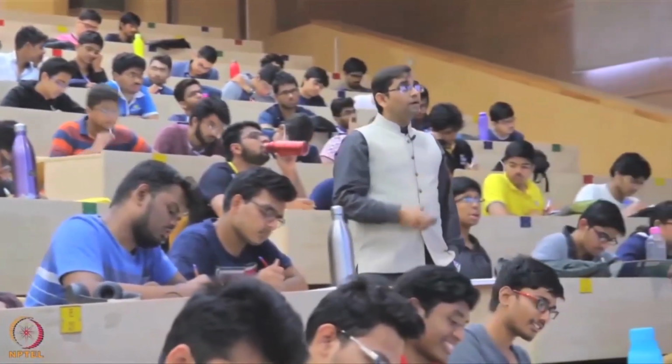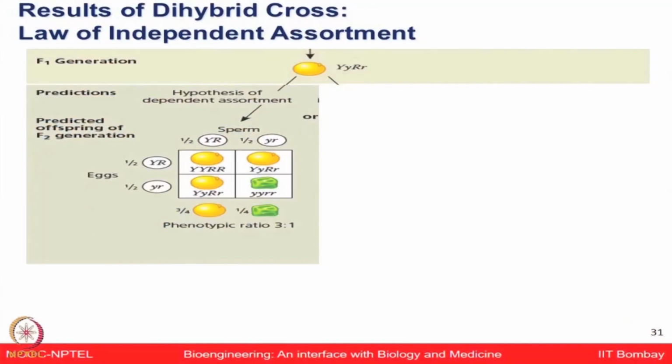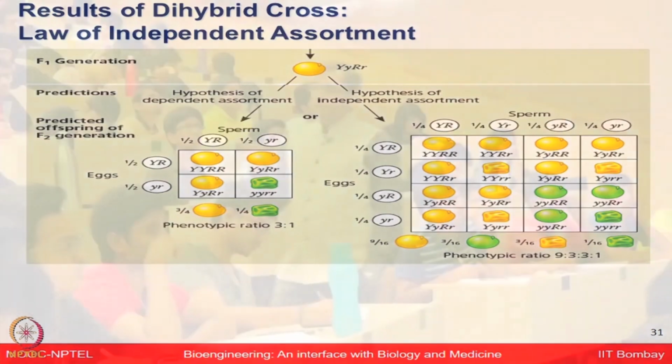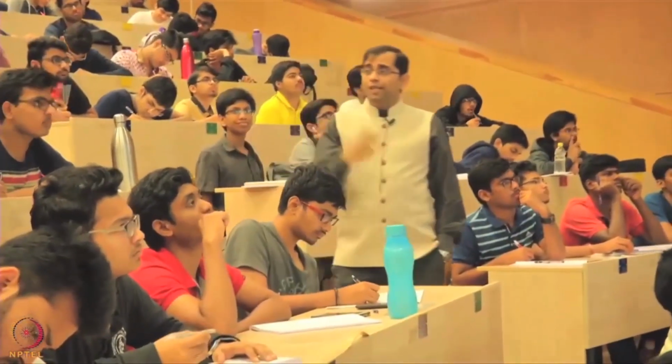Alright, so just to save time, if you do this particular cross here, with male and female gametes having capital Y, capital R, and small y, small r, then the ratio could have been 3:1. But what he found was something different. He found the ratio as 9:3:3:1. So the round yellow, round green, wrinkled yellow, and wrinkled green show a phenotypic ratio of 9:3:3:1, which was a different observation than what he was actually assuming.